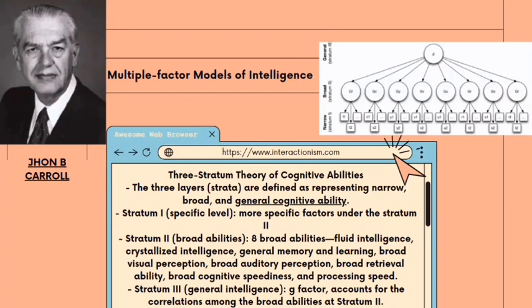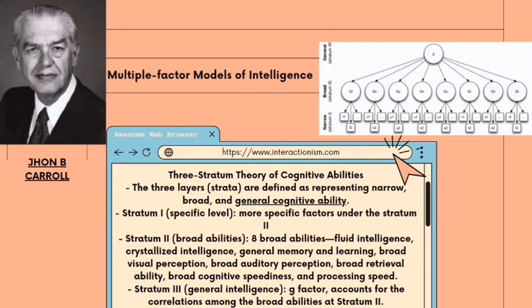Stratum 1, or the specific level, is the more specific factors under stratum 2. Stratum 2, or the broad abilities, has 8 broad abilities, which are fluid intelligence, crystallized intelligence, general memory and learning, broad visual perception, broad auditory perception, broad retrieval ability, broad cognitive speediness, and processing speed. While in stratum 3, or the general intelligence, the G factor accounts for the correlations among the broad abilities at stratum 2.